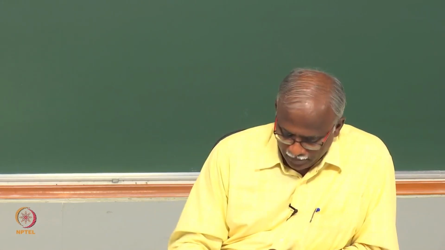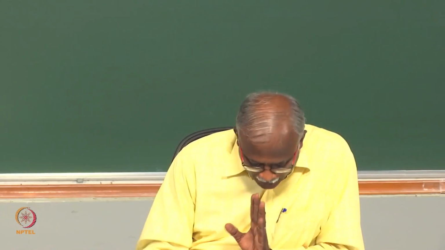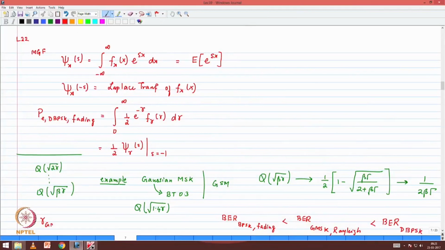And of course we did show in class that to achieve a particular BER, the gamma of GMSK, based on the expressions that we have, is gamma of BPSK plus 1.55 dB. So it's approximately 1.55 dB poorer in terms of performance.